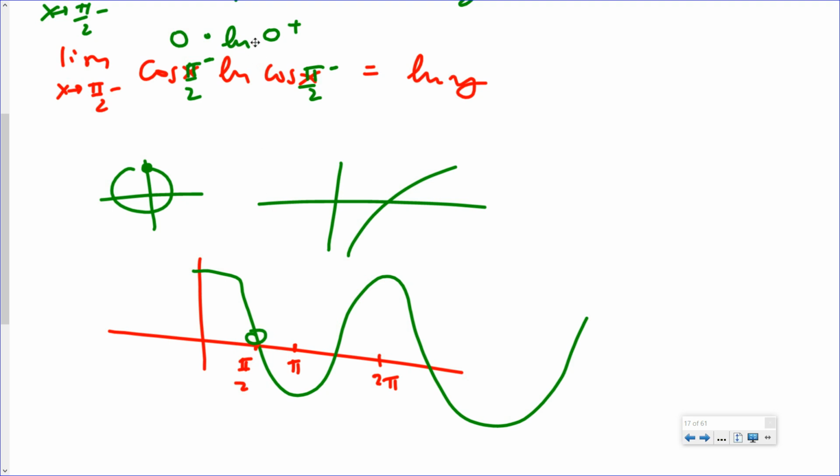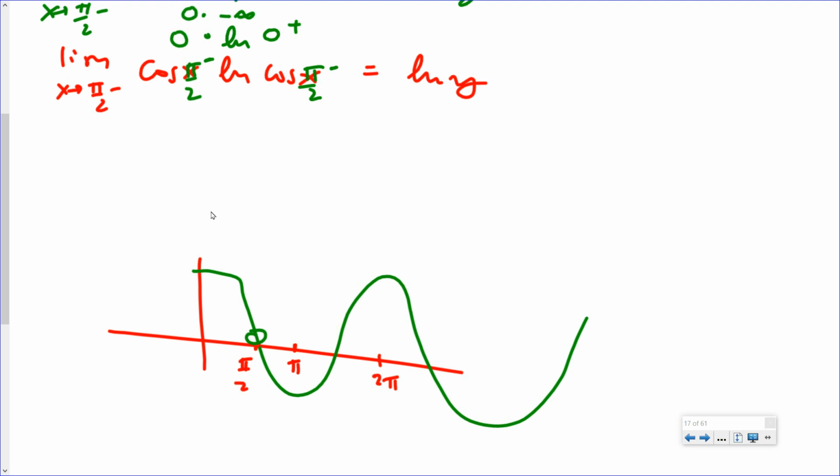So this tells me that ln of 0 from the right, so here's the ln graph, 0 from the right is actually going to what y value? Negative infinity. So this is 0 times negative infinity. What do I do when I get 0 times negative infinity? I do something else, but what is it? L'Hopital. Anytime you see infinity times 0 or 0 times infinity, you want to do L'Hopital's. So I'm going to do L'Hopital's.